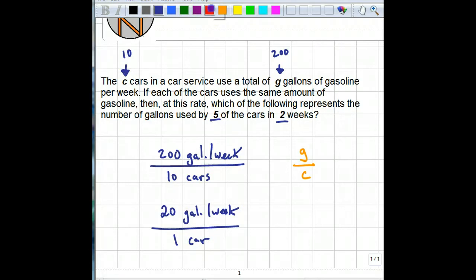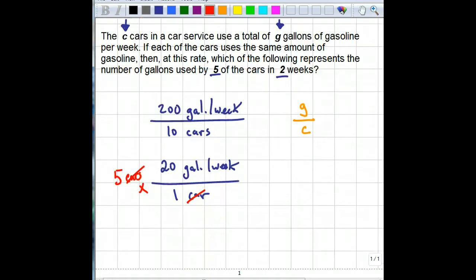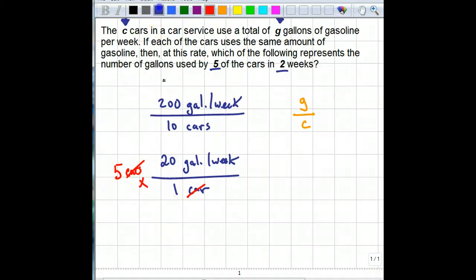How would we figure out the total number of gallons between 5 cars? Well, it's pretty simple, right? We'd have to multiply by 5 cars. Alright, so we multiply. That would cancel the unit of cars, which would then give us what? A total of 100 gallons used per week.